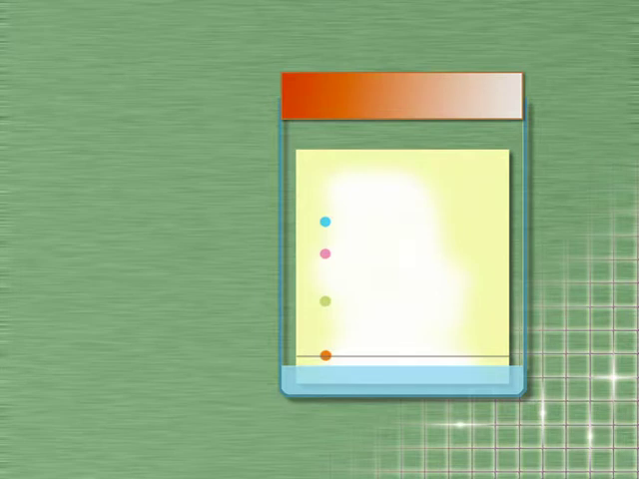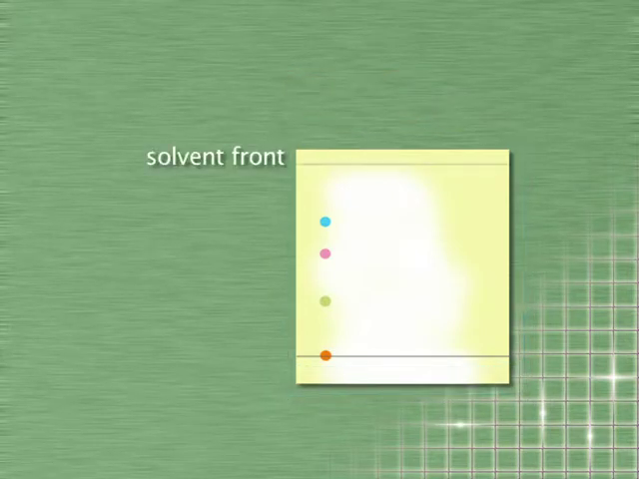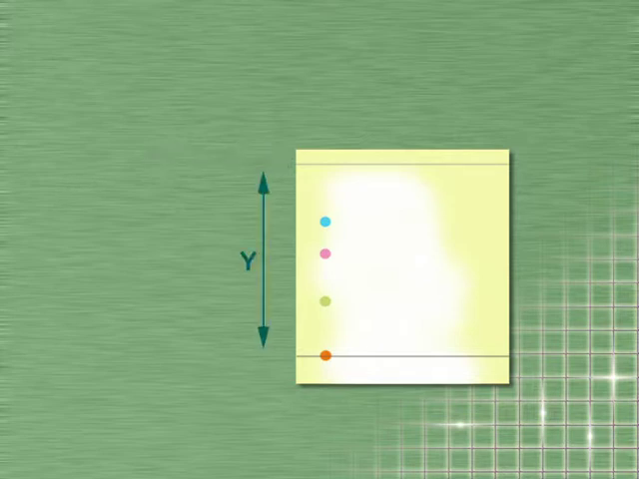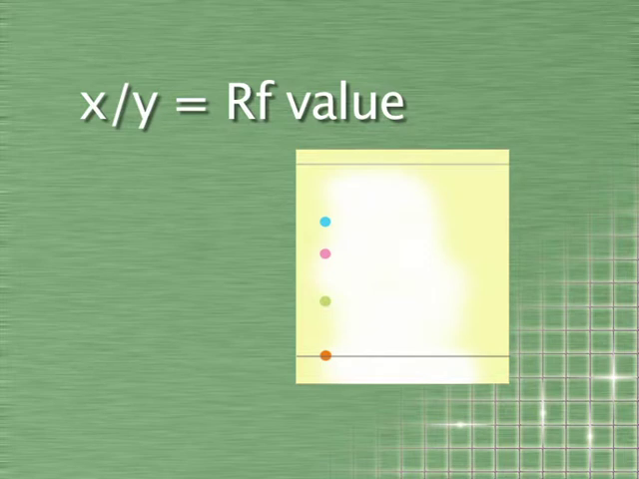When the chromatogram has finished running, it is removed from the solvent and a pencil line is drawn to mark the solvent front. It is dried and the distance from the origin to the solvent front is measured, distance y. The distance from the origin to one of the pigments is measured, distance x. The value x over y is calculated. This is the RF value for that molecule. The RF value can be found for each pigment molecule. The RF value shows how far the molecule moves relative to the solvent.